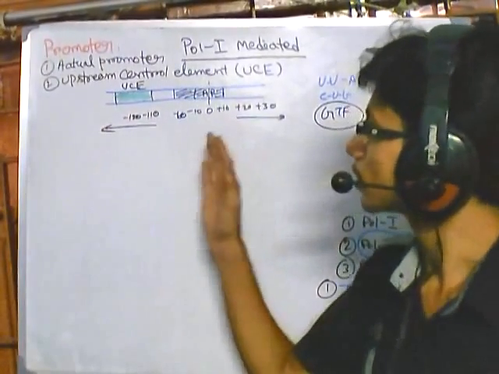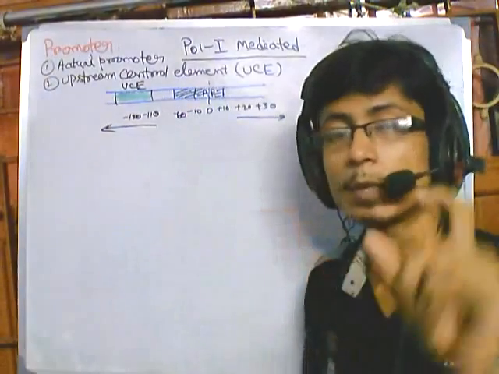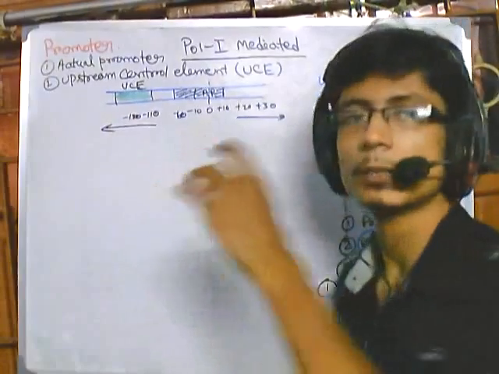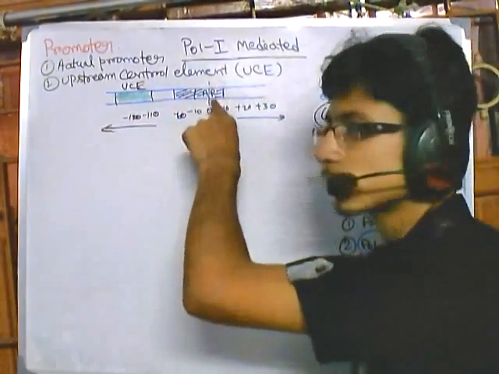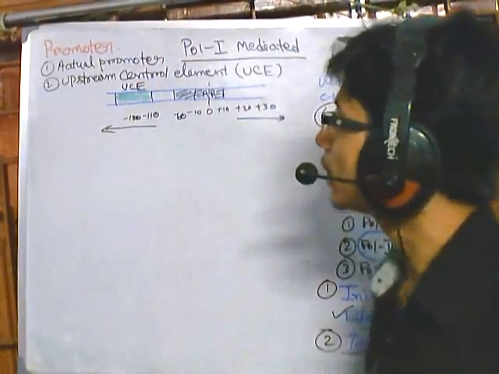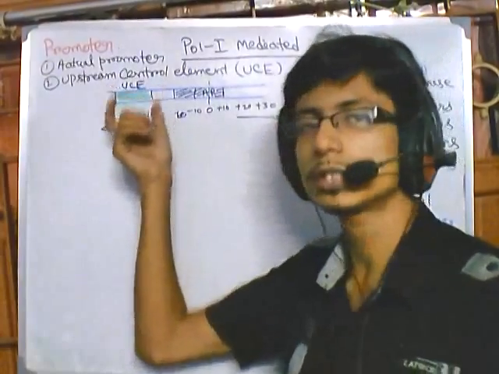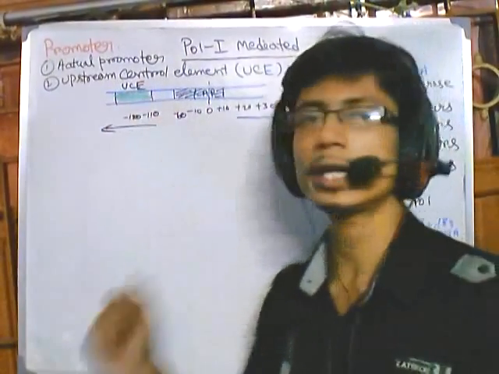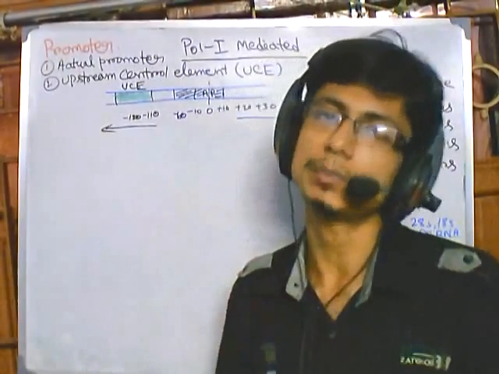So this is important. Two important regions. One is the actual promoter. Remember, what is the promoter sequence? The actual region where the polymerase is going to bind. So this polymerase is going to bind with this actual promoter region. This is a large sequence. And further upstream of that, we have the upstream control sequence, or upstream control element. Now this upstream control element is the region where transcription factors tend to bind.